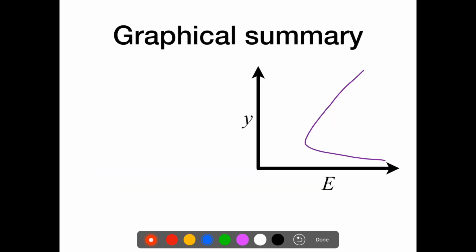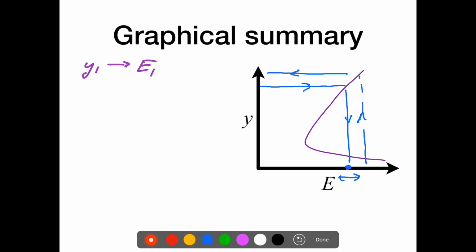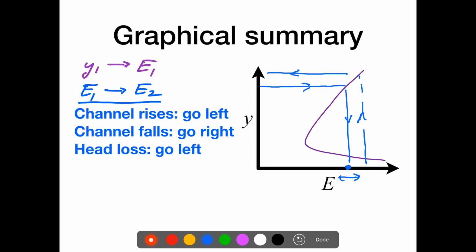Okay. So graphically, again, just to reiterate that, the direction that we move goes like this. We go like this. Here, we move one way or the other, and then we pop back up and grab our new depth. Okay, so think about this sort of flow as you're using this diagram. Just some quick rules of thumb. If the channel bottom rises, you're going to go left when you're doing this energy step over here. If the channel falls, you're going to go right.